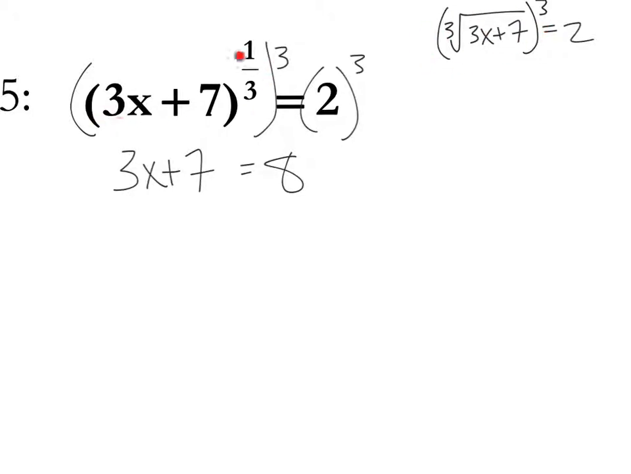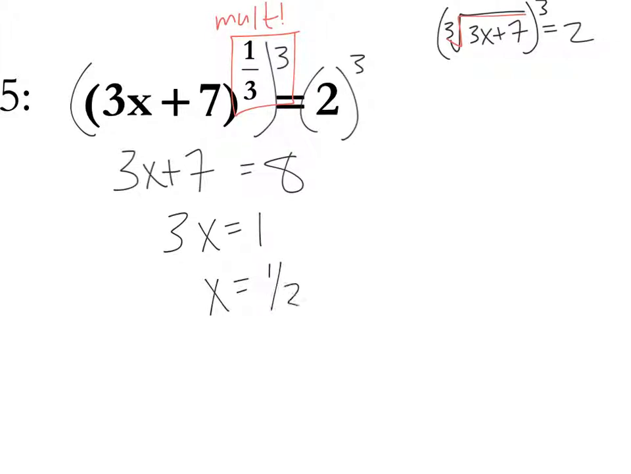It's the same exact thing if you leave it in fractions, because you know what you're supposed to do with fractions like this. A power to a power, that means multiply. And so that's why the 3 and the 1/3 cancel. That's why the cube root over here cancels. So we're just solving this equation. 3x equals, when I subtract 7 from both sides, I get 1. That means x equals 1/3.